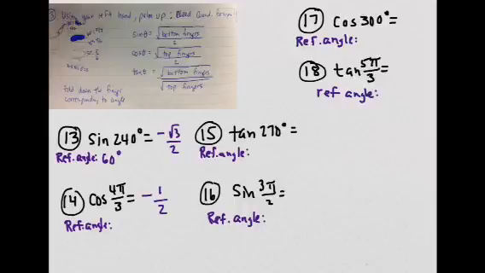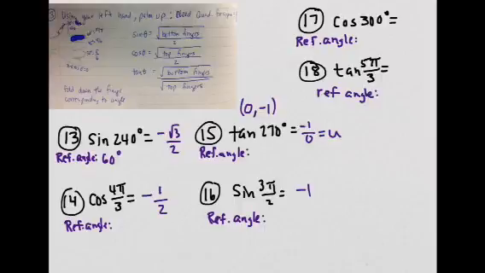Okay, for 15, 270, well we don't even need this technique. We could just think of 270 being 0, negative 1, the ordered pair is 0, negative 1. So tangent is y over x, so negative 1 over 0, undefined. And sine is the y-coordinate, so it's negative 1. Because 3 pi over 2 is the same thing as 270, same angle.